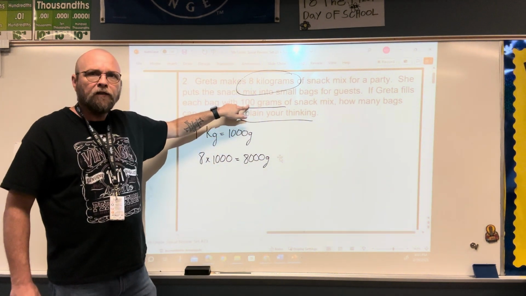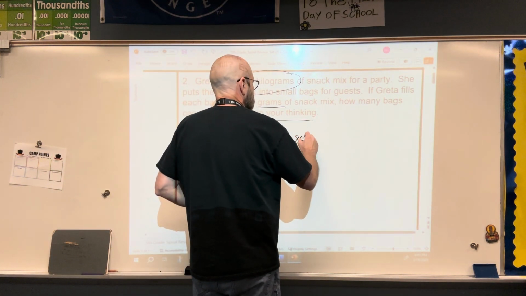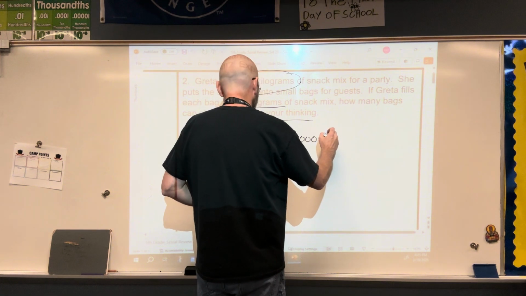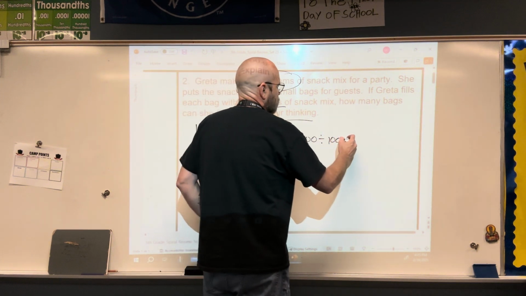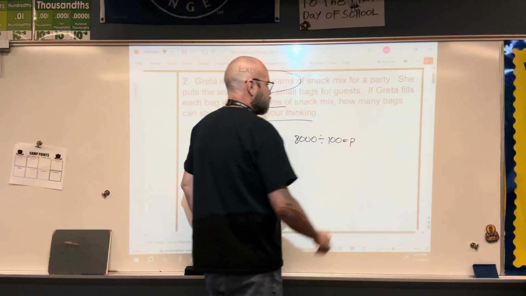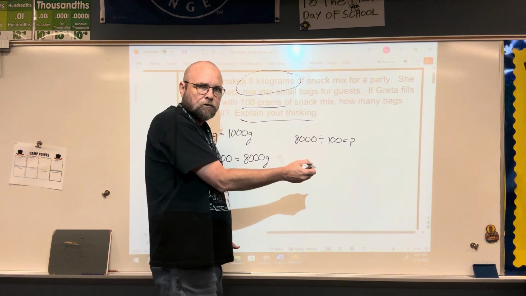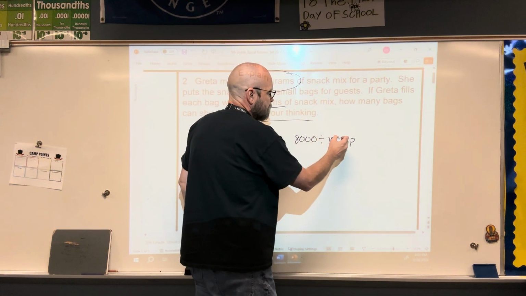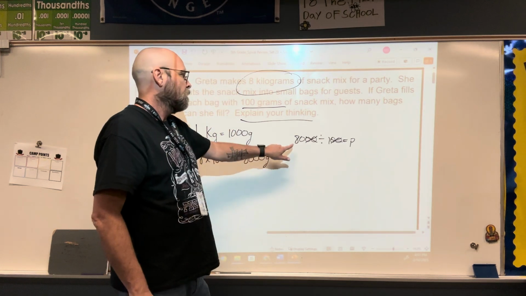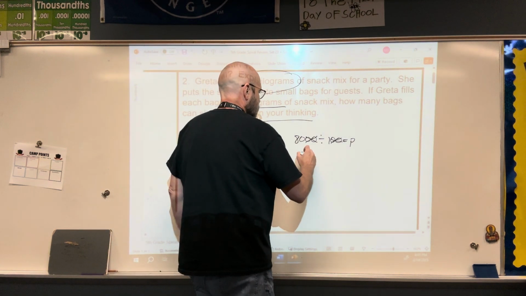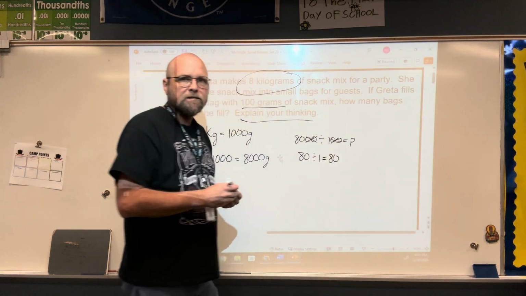She's taken those and putting them in groups of 100, which means we're dividing. So 8,000 divided by 100, and that's going to equal what's put in each bag. Now, when I'm dividing, if I have these zeros here at the end, I can take off these 2 zeros here, and as long as I take off the same number of zeros there, now I have 80 divided by 1, and that equals 80. So she has 80 bags.